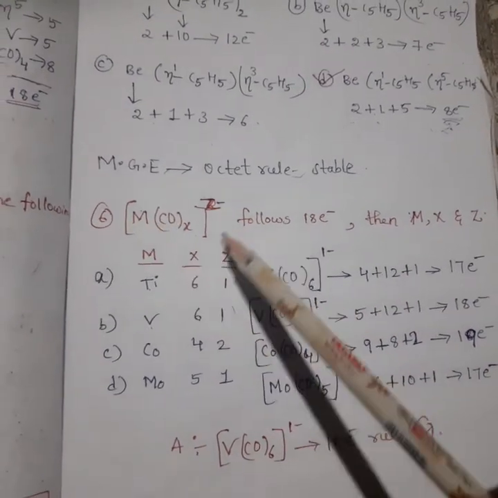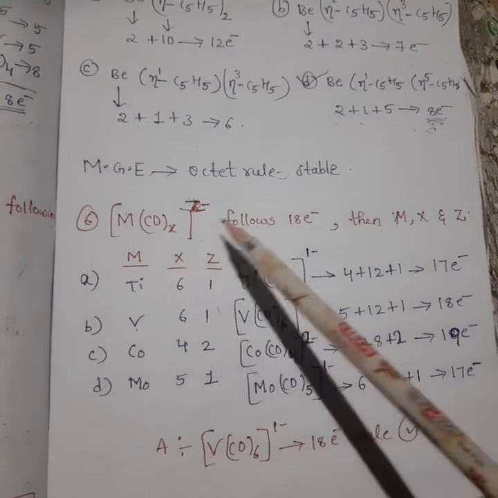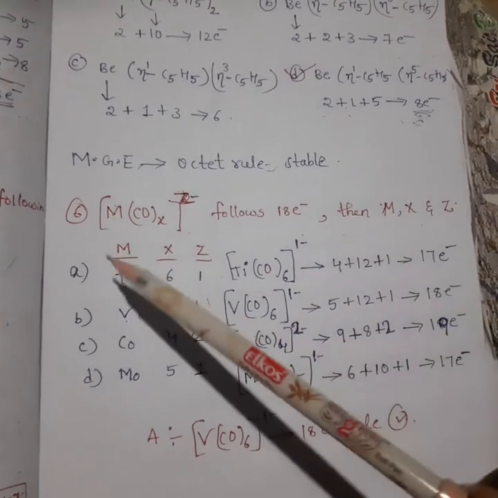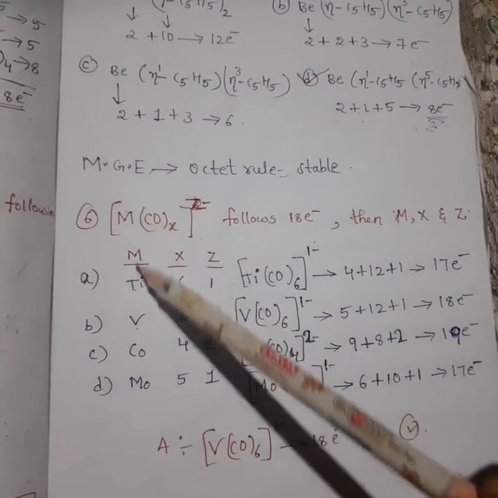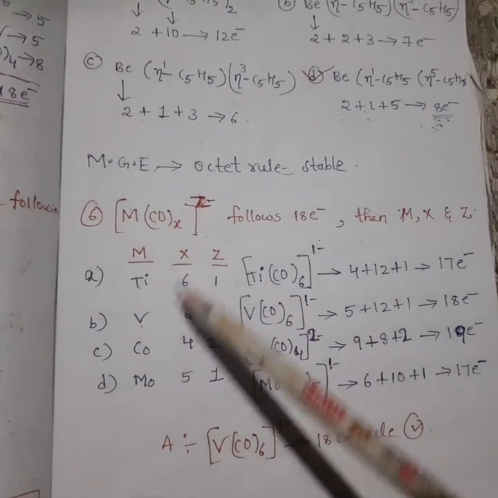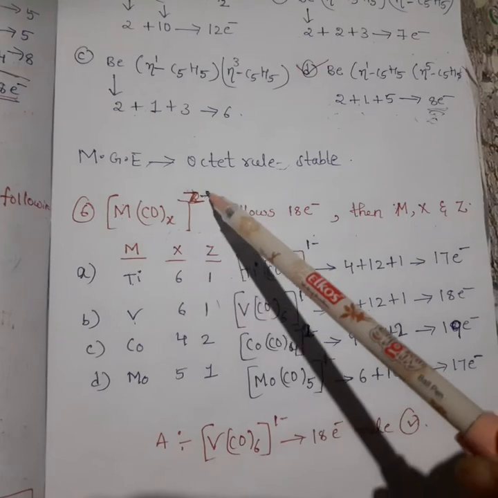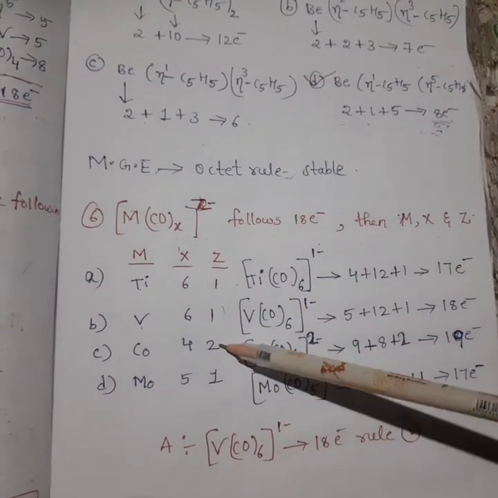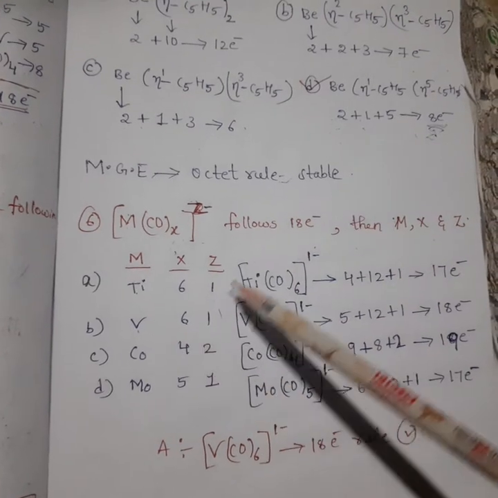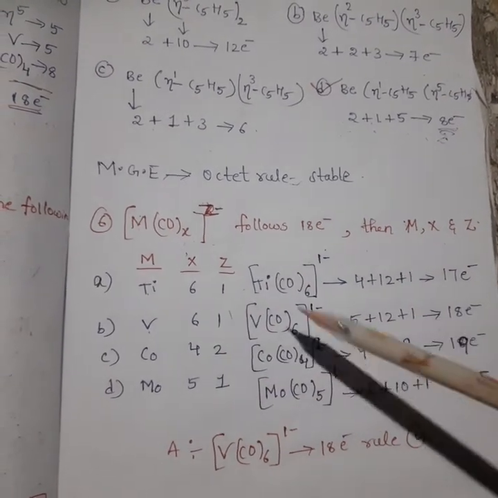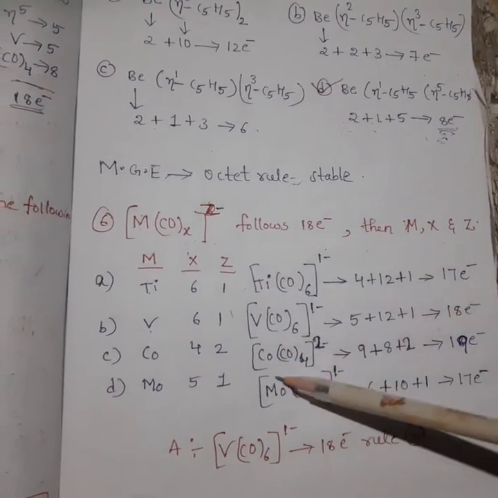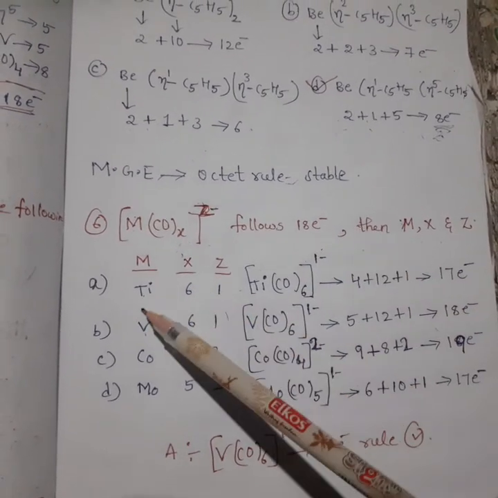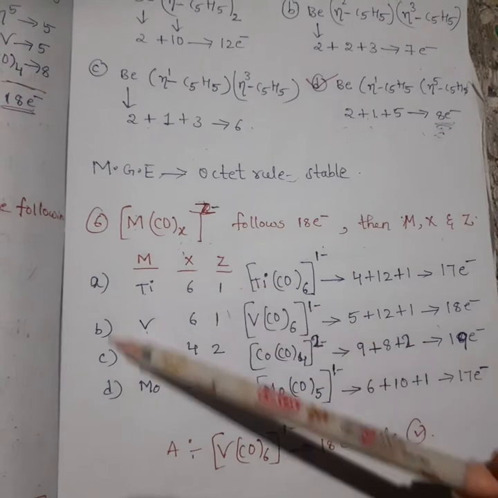They have given a complex and they said that this follows the 18 electron rule. Then M, X and Z: they are asking what may be the element, meaning what is the metal, and what is the number. Here they have given 4 options, we just have to substitute and check, friends. That's it. Wherever we get 18 electrons, that particular complex is said to be stable, and it will follow the 18 electron rule, and that will be our answer, friends. See, these are the options they have given.